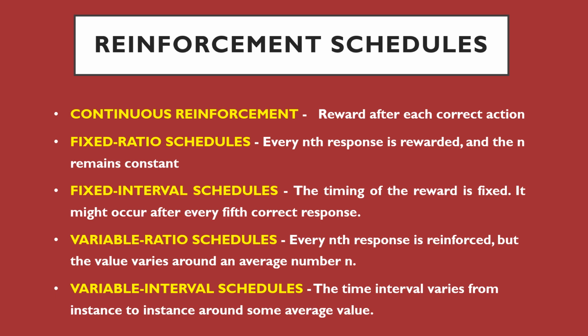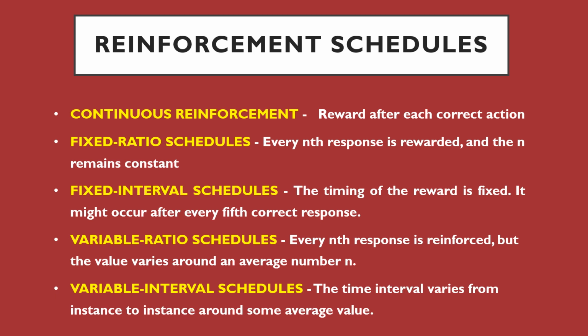Reinforcement schedules. Skinner identified several different schedules of reinforcement that impact the operant conditioning process. The first one is continuous reinforcement. Here, a reward is given after each correct action. It sounds like a great option in theory, but it rarely makes sense practically. For example, giving your child ice cream every time they do their homework might make them sick.